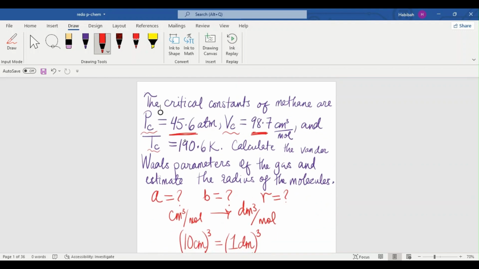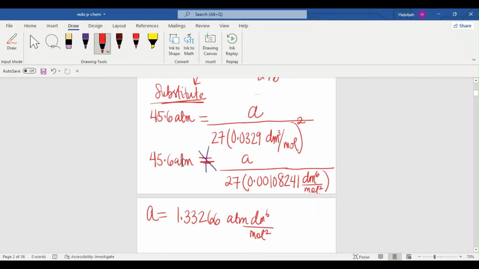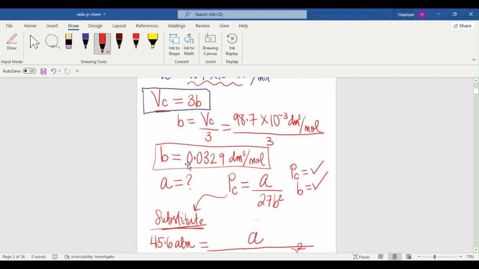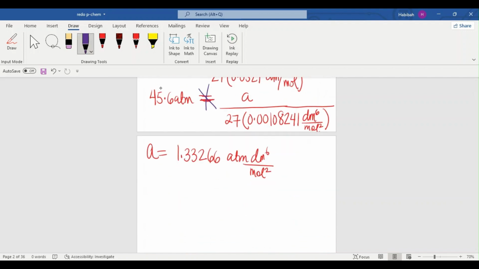So you have to go back to the question. We see that PC is given in 3 significant figures, VC is in 3 significant figures, and TC is in 4 significant figures. So we have to put our answers in the lowest number of significant figures that we're given. Here in B, we have 3 sig figs, 0.0329. For A, we also put our answer in 3 sig figs. So A is going to be 1.33 atmosphere dm raised to the power of 6 divided by mole squared. So this is basically the answer to this question.